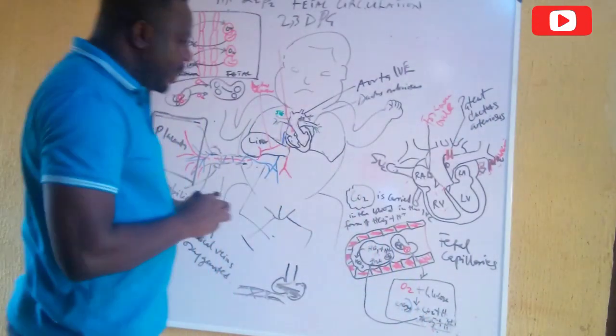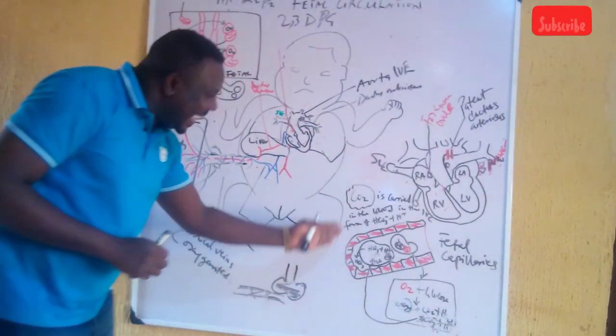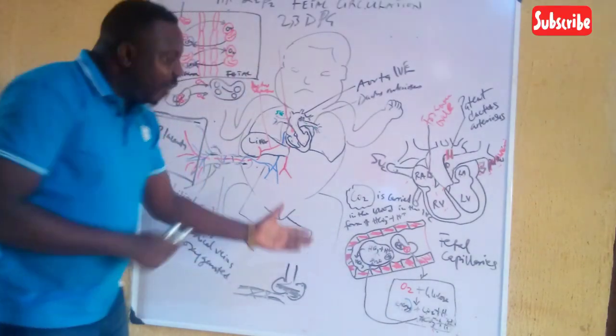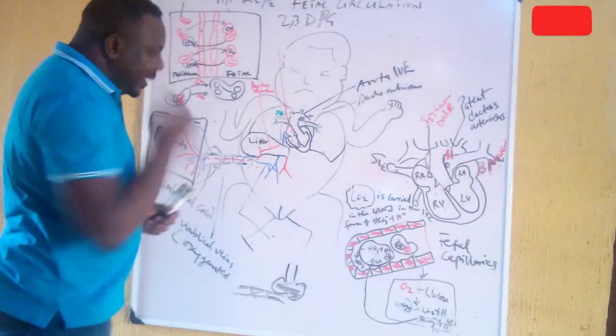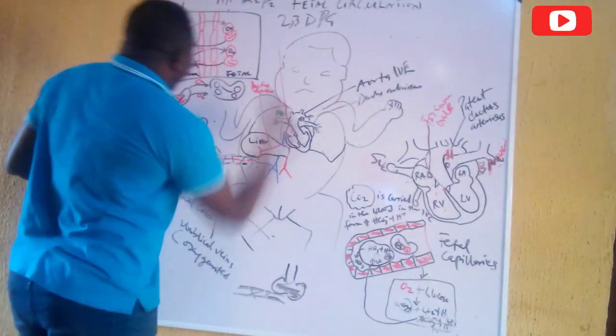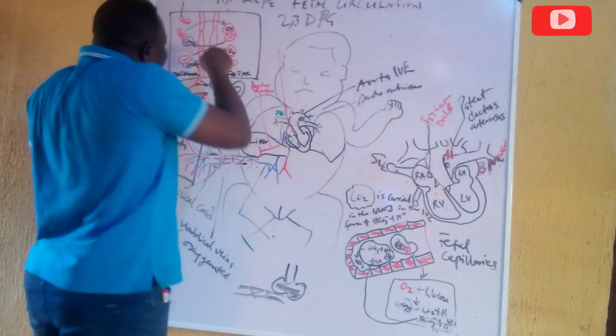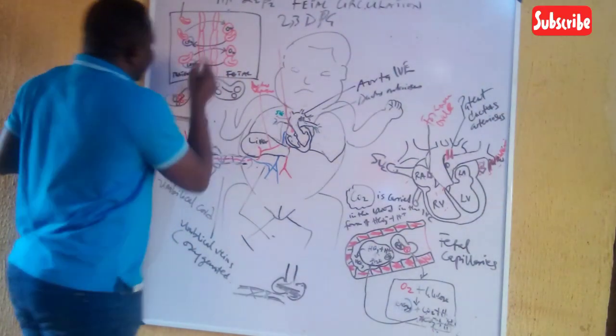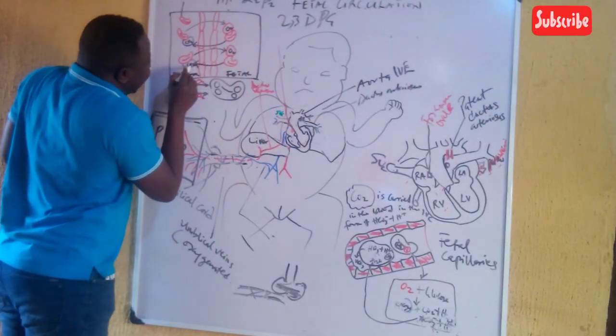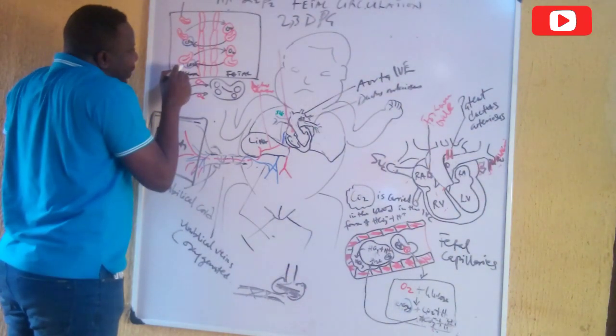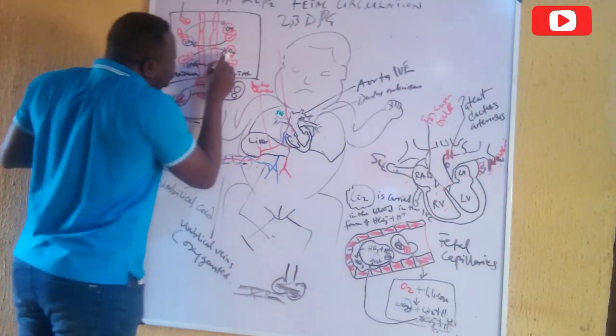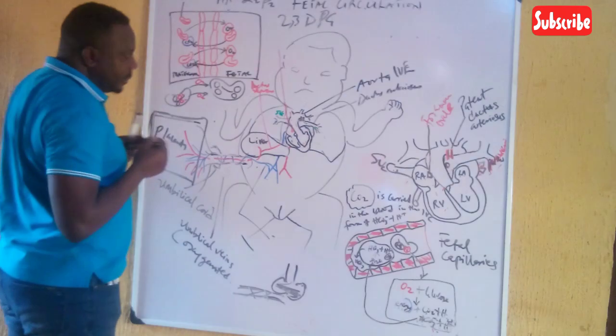Now, usually, carbon dioxide is carried in the fetal blood in the form of bicarbonate ion. And so, in the placenta, the fetal blood releases carbon dioxide to the maternal blood, and the maternal blood releases oxygen to the fetal blood.